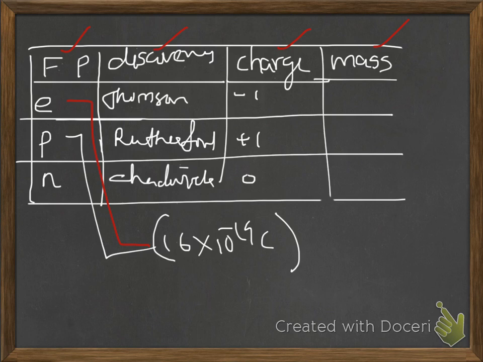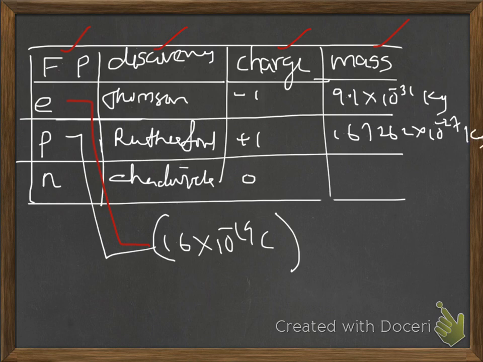And now let us see the mass of these particles. First, electron has the lowest mass among the three, which is 9.1 into 10 raised to minus 31 kilogram. Proton is 1.67262 into 10 raised to minus 27, again kilogram. Here it is 1.67727 into 10 raised to minus 27 kilogram.